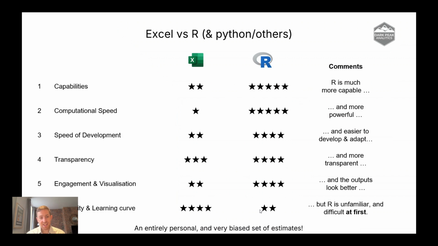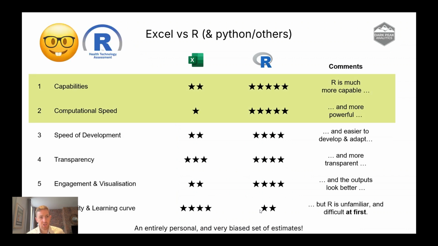As I say, these are an entirely personal and very biased set of estimates, so feel free to shout at me in the comments about where you think I've got this wrong, or if you disagree on anything here. And so I'm going to go through just a couple of these. First thing to say is that these first two are definitely where the focus has been for me personally. And we kind of nerd out a lot on the conversations around the exact things that R is able to do that Excel can't, the computational speed side of things in particular.